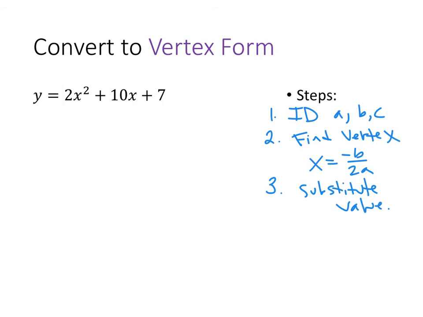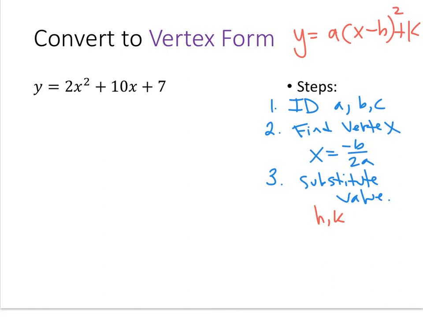Now if I remind you, the vertex form is y equals a times x minus h squared plus k. And so I'm just trying to find that vertex, find h and k that I'm going to get from that vertex, and then use that to create my form. Alright, so a, b, and c. When I identify these, a is 2, b is 10, and c is going to be 7. And so the idea behind this is that I'm going to use x equals negative b over 2a.